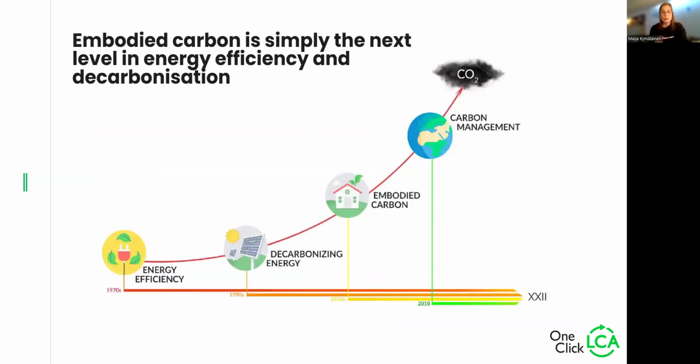So taking embodied carbon into consideration is simply the next level in energy efficiency and decarbonization that has been going on since the 1970s. We had the energy efficiency initiatives, the grid started decarbonizing, we had solar panels and wind farms being created, and now we are on our way to this kind of holistic carbon management.